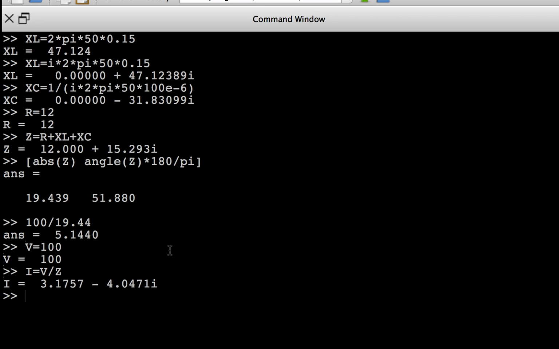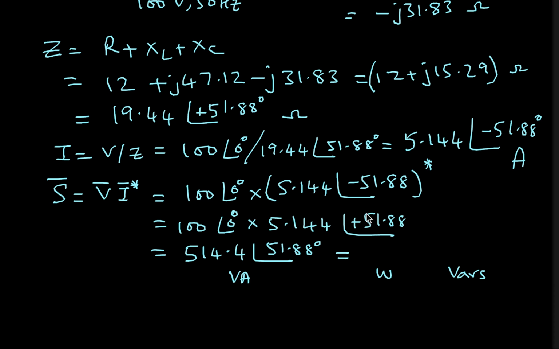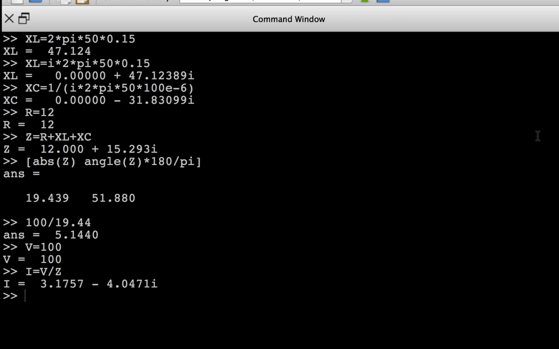So this is the rectangular form of current, 3.17 minus J 4.04. So I might even write it here. 3.17 minus J 4.04 amperes. This is the rectangular form of current, which is the same as 5.144 angle minus 51.8. Okay, let's calculate power now.